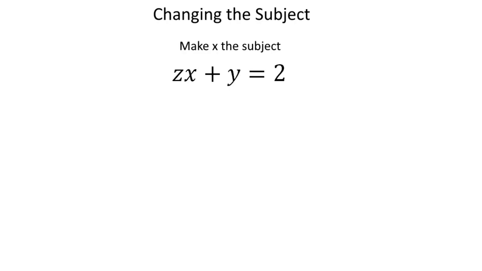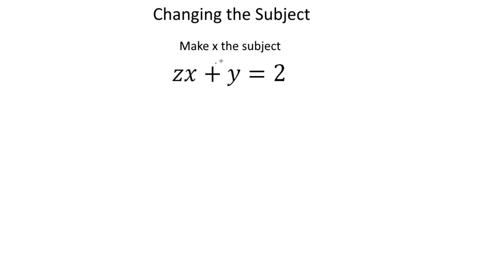Now there's not too much to this, because it's basically kind of a repeat of the last video, but it's just looking at it in a different way, slightly. So let's do our first example here. So we have this formula here, zx plus y equals 2, and we want to make x the subject. So what we do, we basically just carry out the same procedures to make x equal to whatever. So what we do, we have to isolate x.